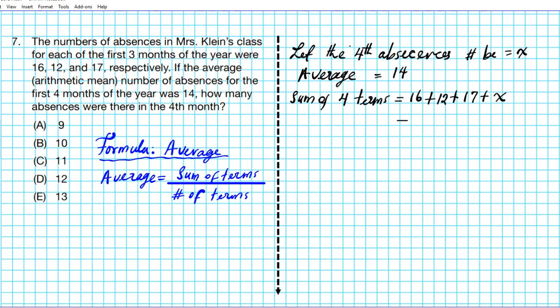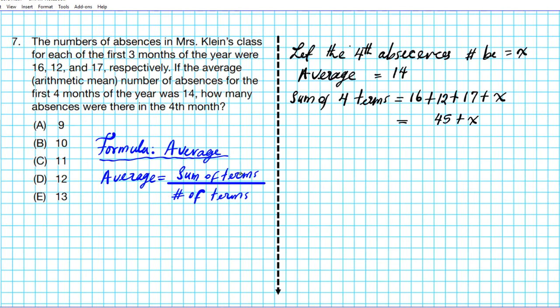Okay? We're evaluating this expression because if you look at the average formula, you need the sum of terms and number of terms to set up an equation. Alright? So if I simplify this, 16 plus 12 plus 17, add it all together, you get 45 plus x.